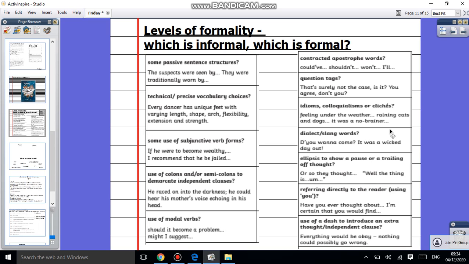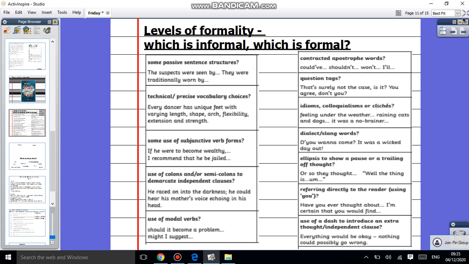we've got referring directly to the reader using you. Have you ever thought about? I'm certain that you would find. And we've got the use of a dash to introduce an extra thought or an independent clause. Everything would be okay. Nothing could possibly go wrong. Is that a formal or informal?